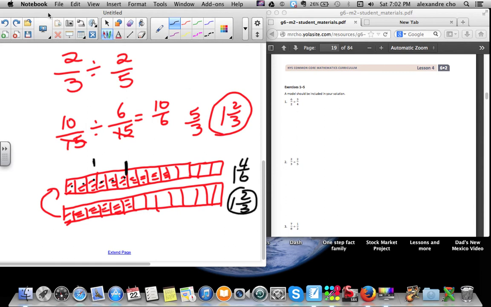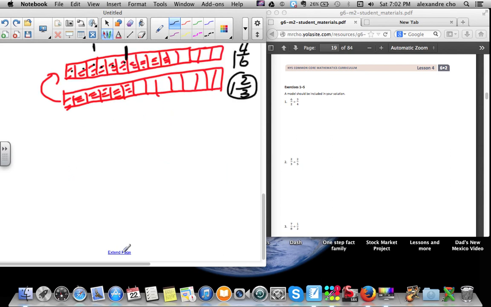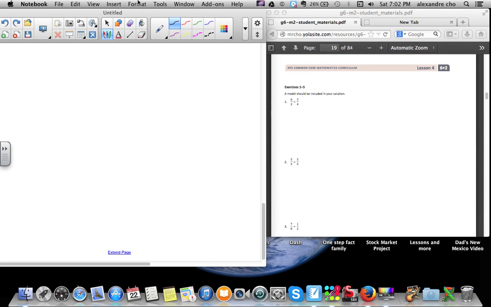Alright, and then 7/8 and 1/2. Alright, so 7/8 divided by 1/2. Okay. So you got a lot of choices here. So this one I actually do all 3. Choice 1, depending on the question.